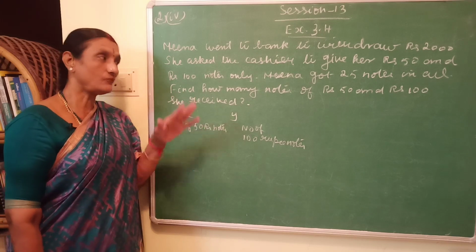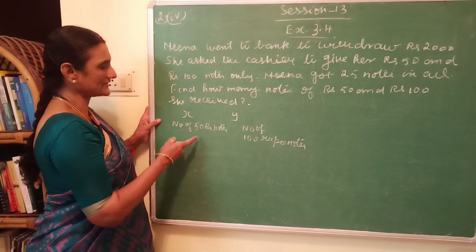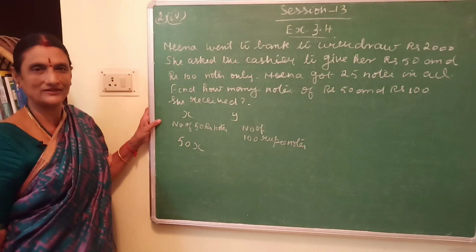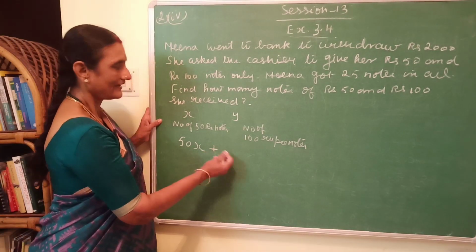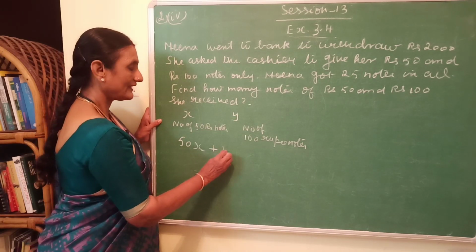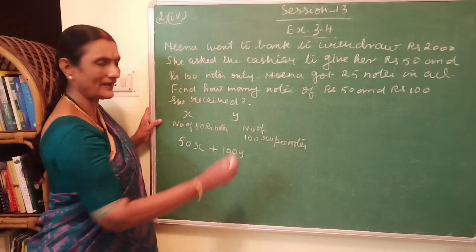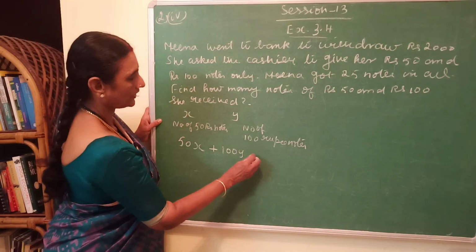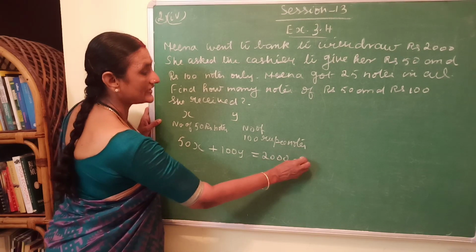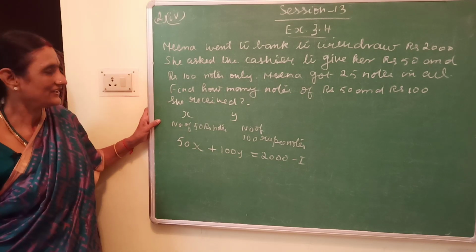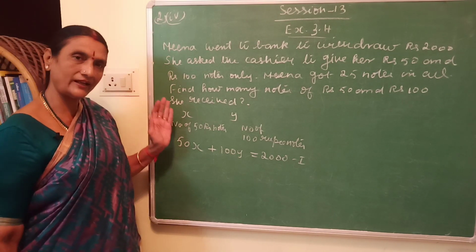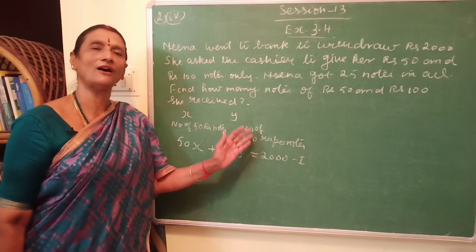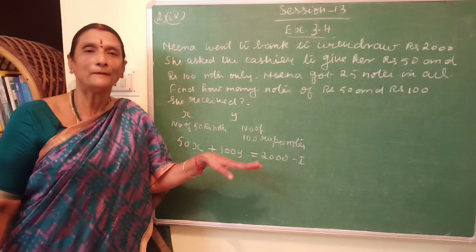First we have to understand these things very clearly. So the first equation is: x 50 rupee notes, each is worth 50 rupees, means we get 50x as the value of these 50 rupee notes, plus she got y 100 rupee notes, means the value of these 100 rupee notes will be 100y. And what is the total money she collected? It was rupees 2000. This is your first equation. So 50 into x from 50 rupee notes, 100 into y from 100 rupee notes, so that the total value of the money she took from the bank is 2000.